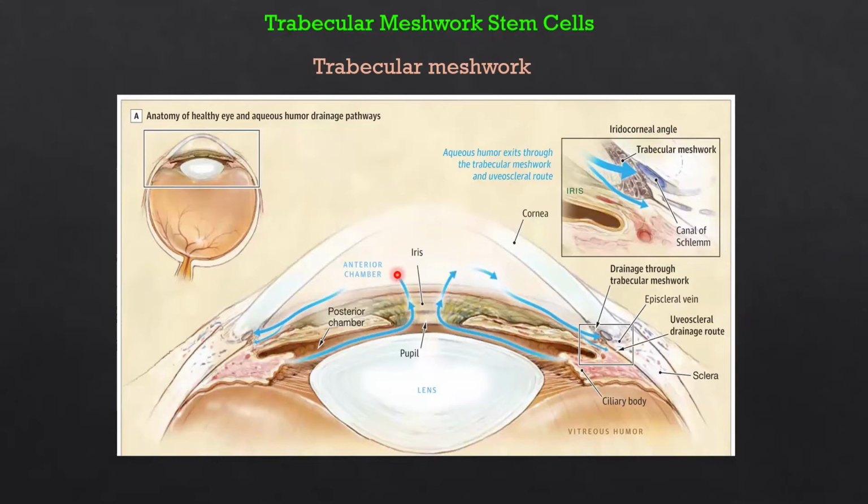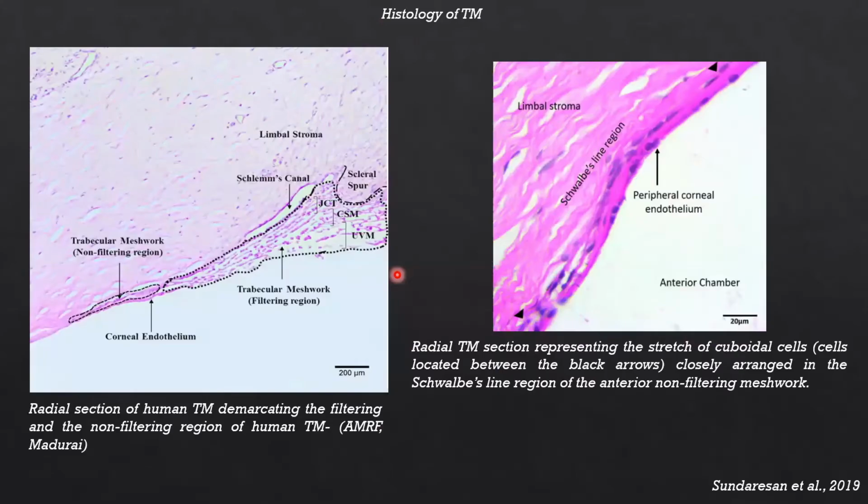So this is my own histology image. The stem cells for the trabecular meshwork are present in the non-filtering region of the TM, also called the insert region just because it inserts beneath the corneal endothelium. The region is also called anterior non-filtering region, Schwab's line region, and insert region. So there are many terms that can be used synonymously.